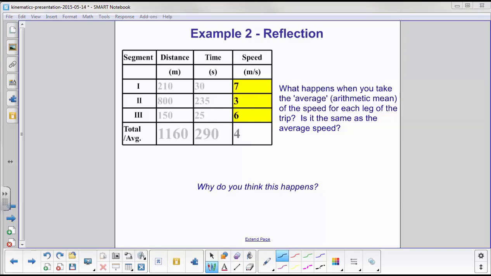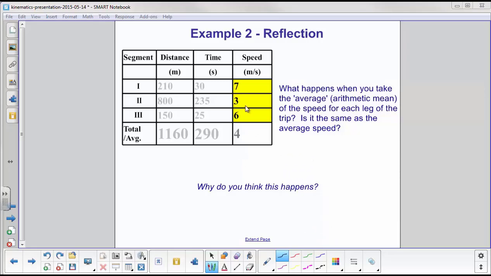Did you come up with an answer for why, if you average the different speeds for each segment, which is 7 meters per second, 3 meters per second, and 6 meters per second, when you average the 3 of them, you don't get 4 meters per second? Well, let's see what you did get. If you add 7 plus 3 plus 6, you get 16. You divide that by 3, you get 5.3 meters per second, which is not 4 meters per second.